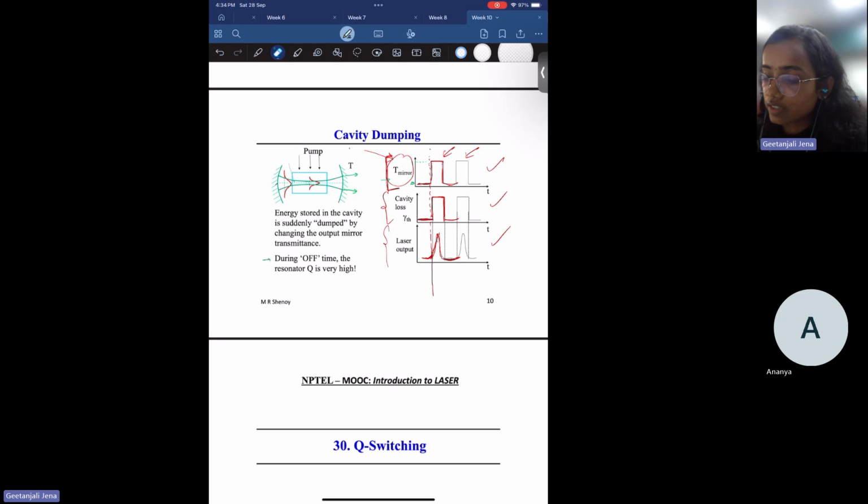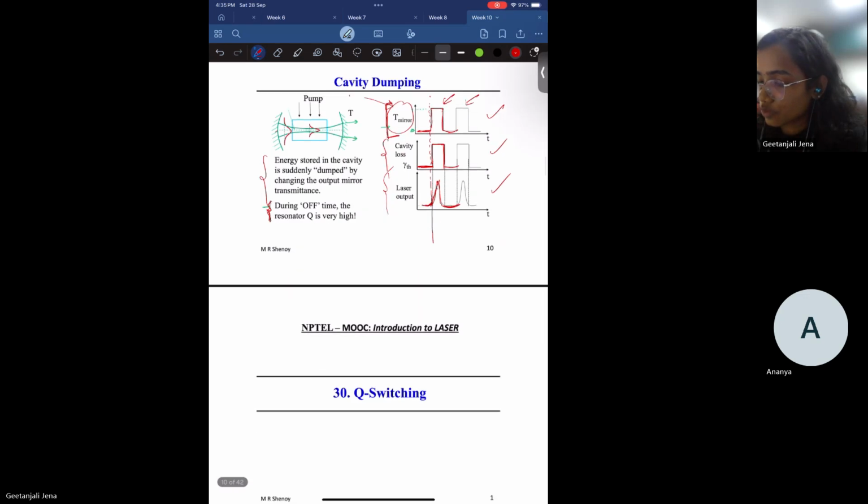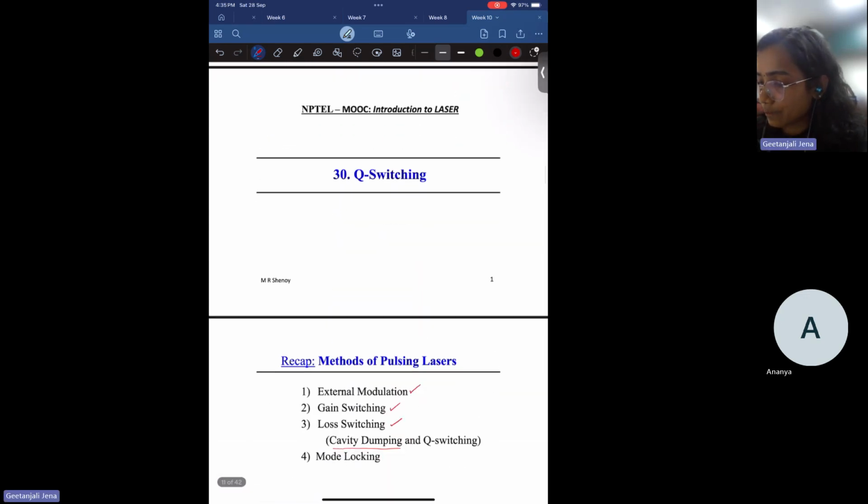So the definition says the energy stored in the cavity is dumped by changing the output mirror transmittance or output mirror reflectance. And during off time, that is, when there is no output through the laser, you can see the resonator Q will be very high. Quality factor will be very high.